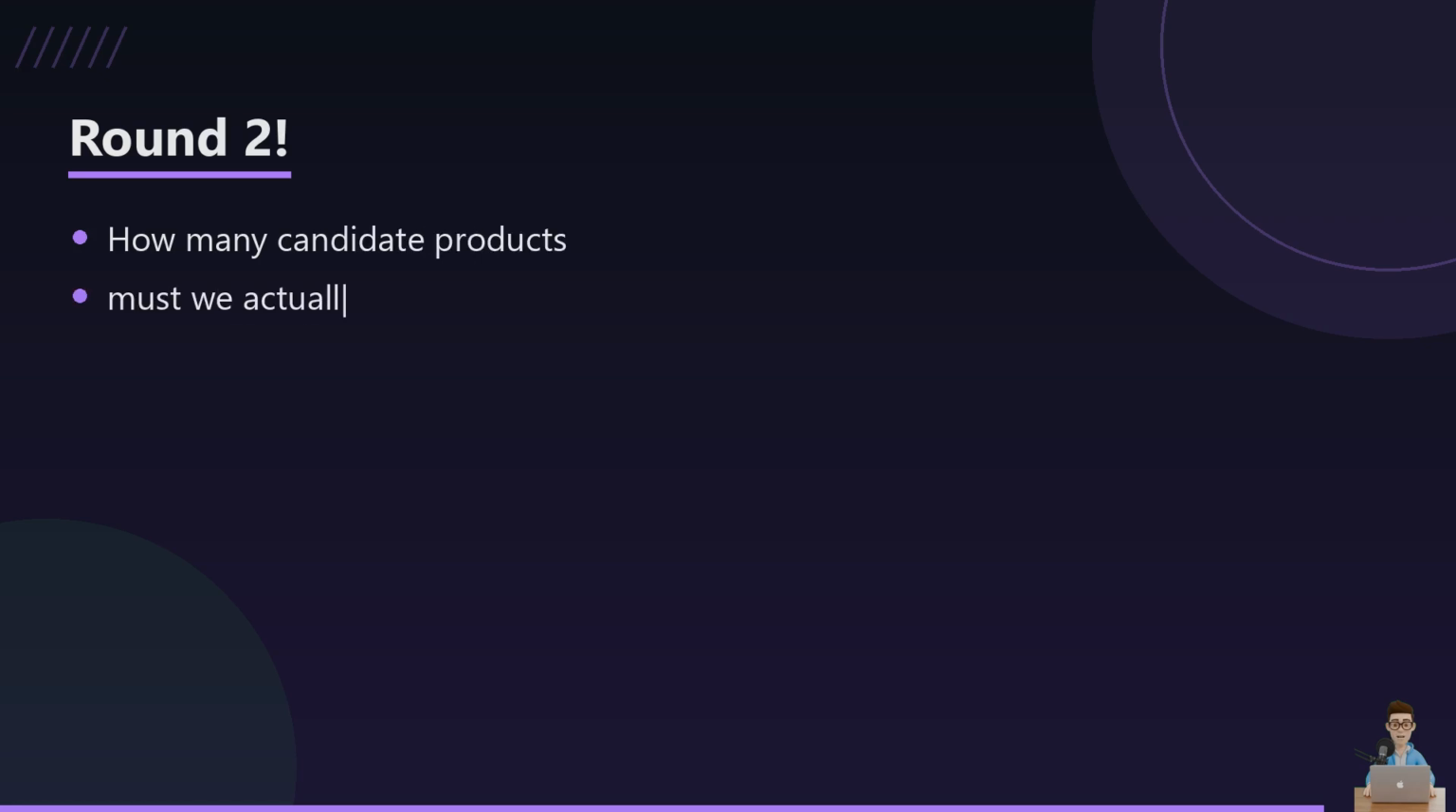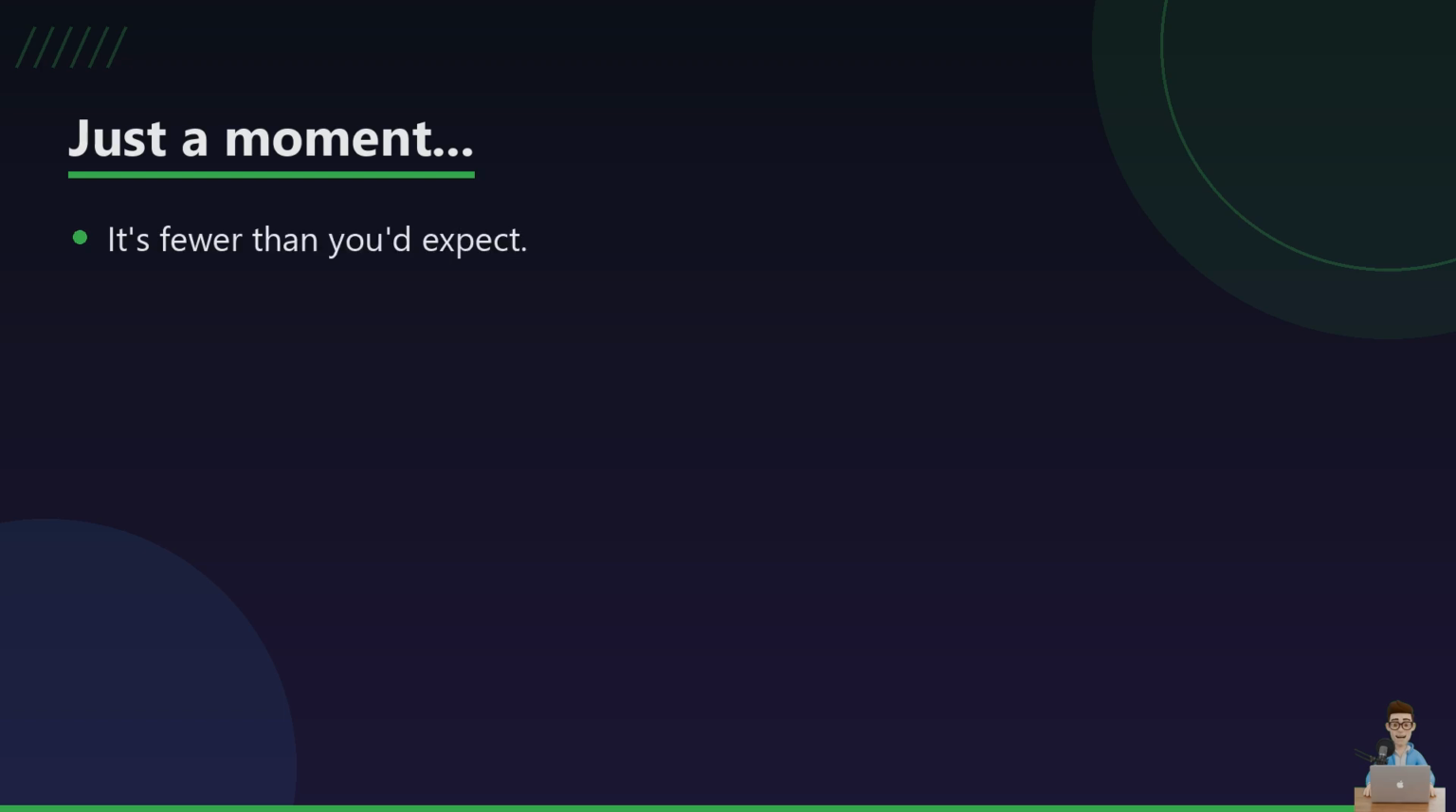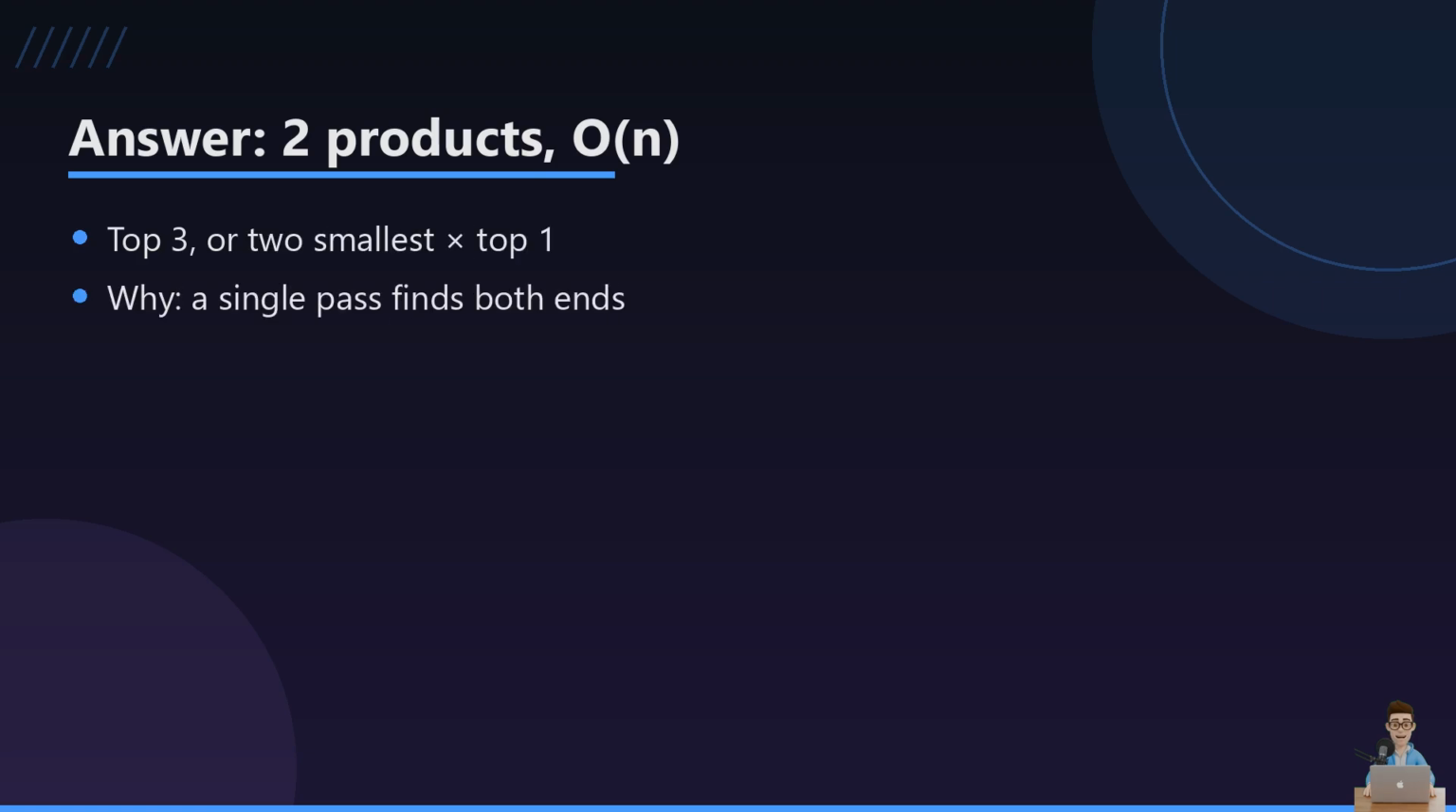How many candidate products do we really compare? And what does that cost us in time? Pause and think. You don't need to try everything. It comes down to just the ends. Just 2: the top 3, or the 2 smallest times the largest. One linear pass finds both, so it's O of n.